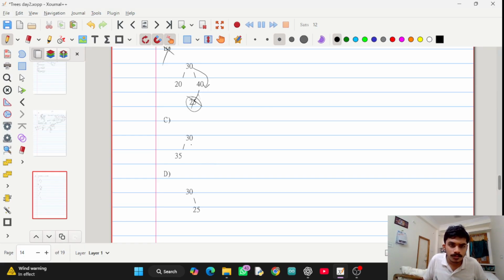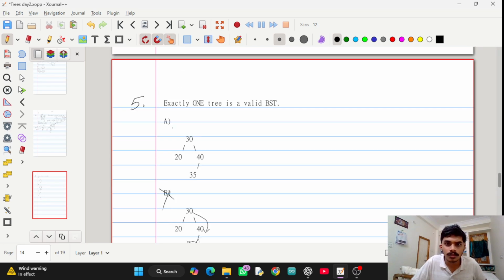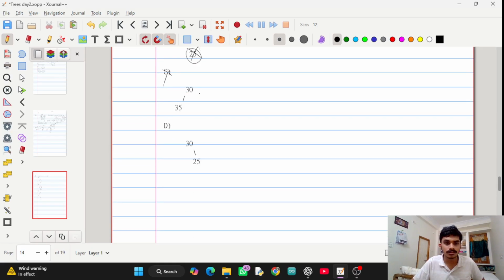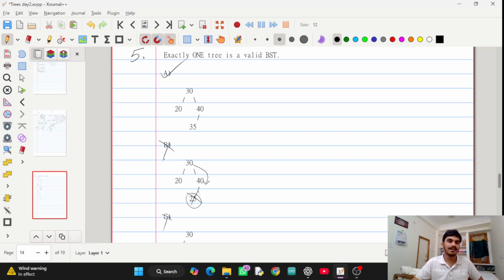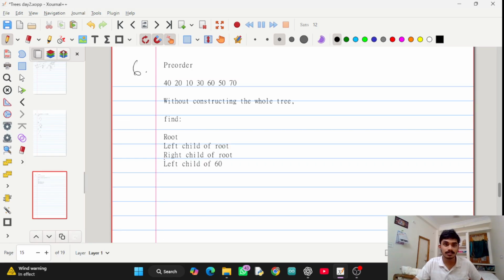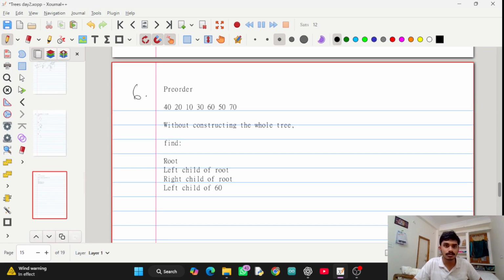30, 30, 35. Exactly one tree is a valid BST. Oh, we got our option A. This will also be a wrong option. Yeah, of course, A is our correct option. I didn't see the question properly. These are the mistakes you commonly make.